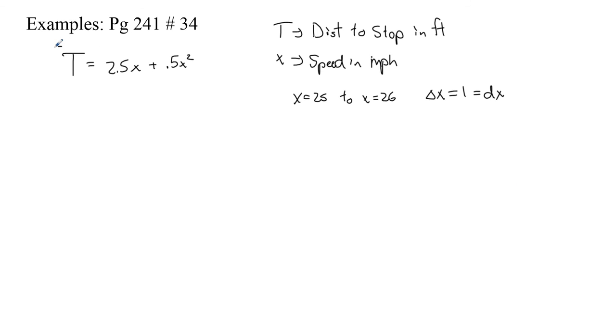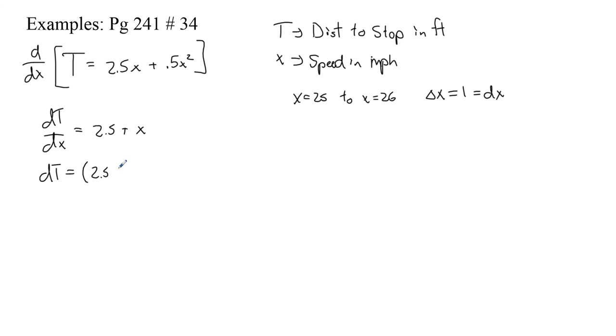So when I do this derivative with respect to x, I get dt over dx is going to equal 2.5 plus x, and that's just doing the derivative. Now dt, the change in t, which is what we're trying to find, the approximate change in time, will be 2.5 plus x times dx. Well, we know these things.